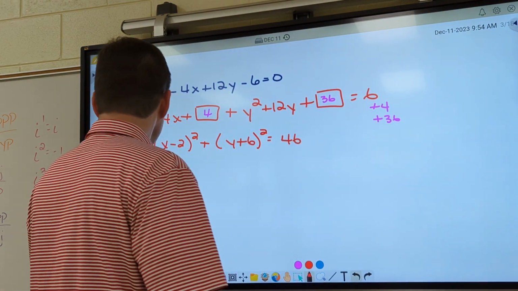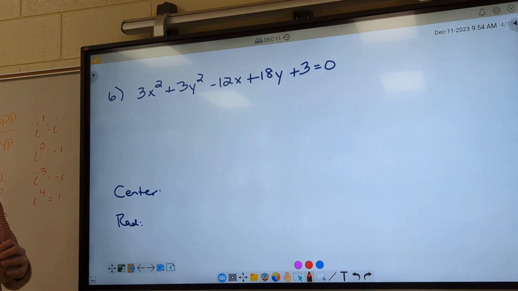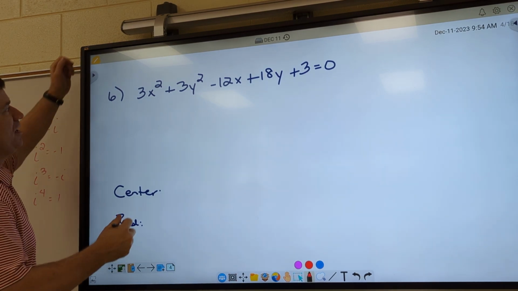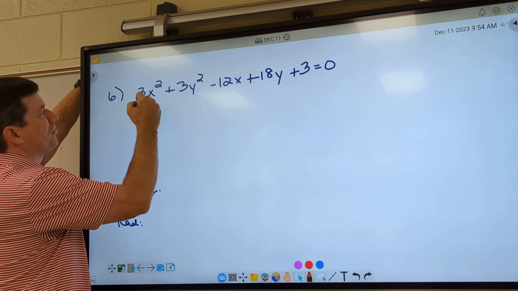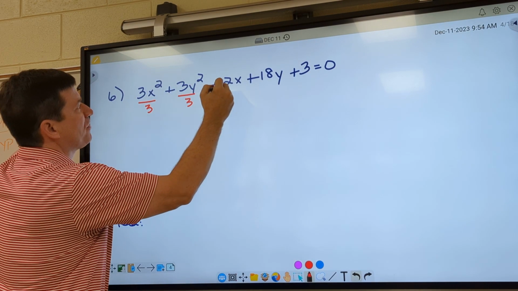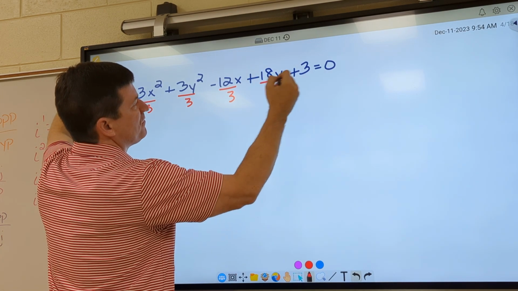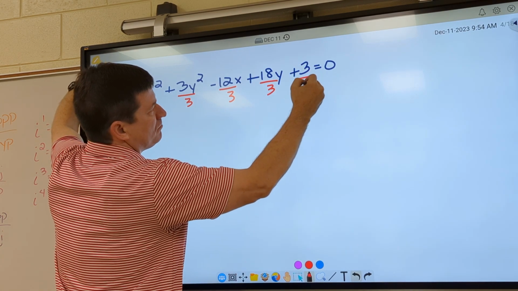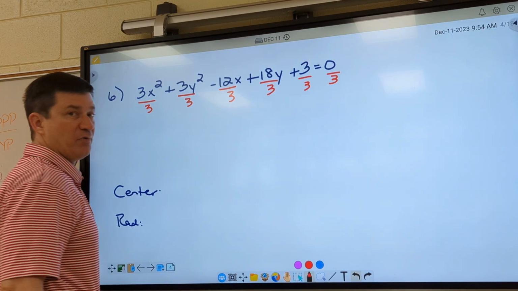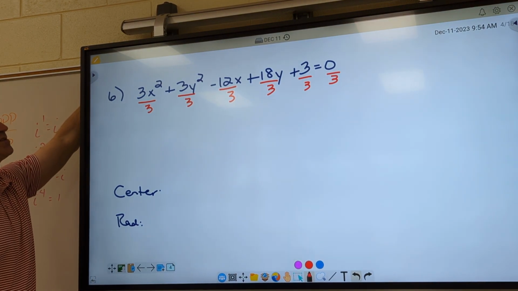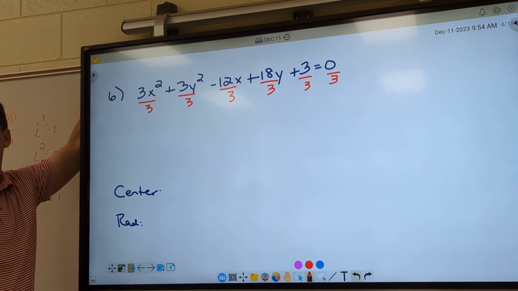All right, number 6 has an extra step. What is our extra step on number 6? Yeah, if it's got 3x squared and 3y squared, you got to divide everything by 3. Now, do I divide this number by 3 as well? Yep, and the 0, everything by 3. And that's what makes it a circle, because I got the same number.